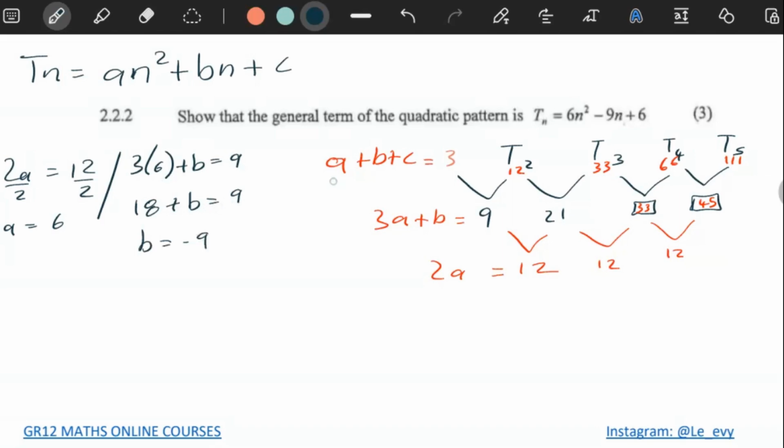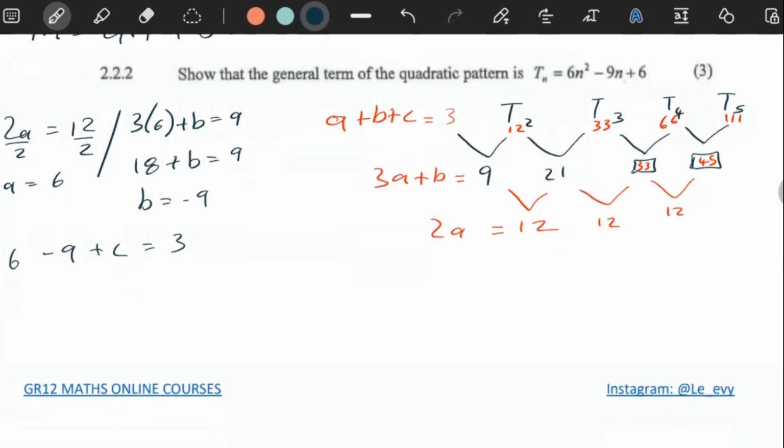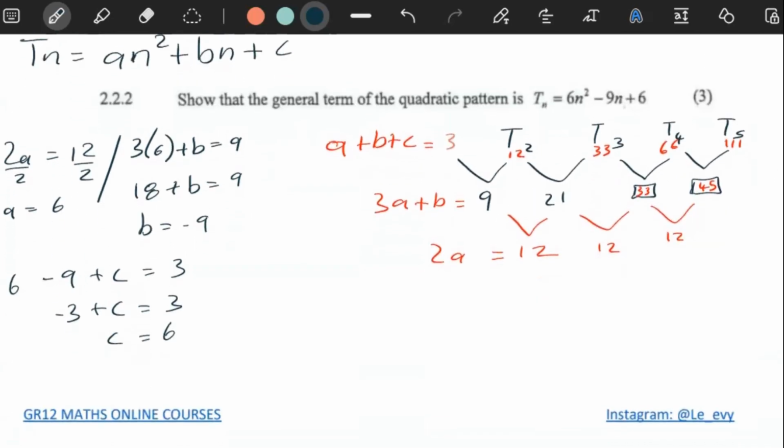The last one, a here is a 6, b is negative 9, c is just a c. And then 6 minus 9, that's minus 3. And then if you put the 3 to the other side, that's 3 plus 3, which is a 6. So you have a, you have b, you have c. You can already see that looks exactly like what you should end up with.